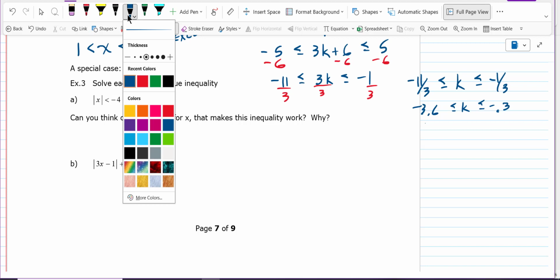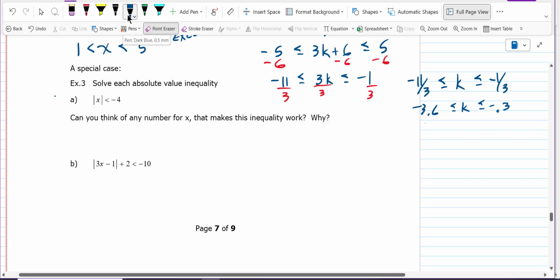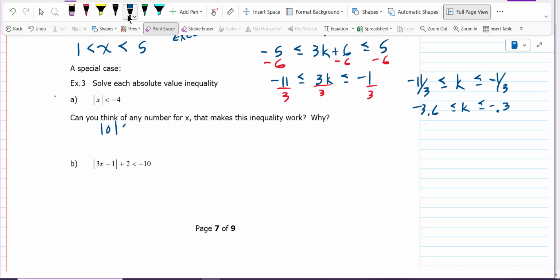So on this one, this problem says the absolute value of x is less than -4. Sometimes you just have to think about problems. This says, can you think of any number for x that makes this inequality work? Well, you could try every number you wanted to. Absolute value of 0 certainly does not work. Absolute value of any positive number certainly isn't going to work. How about negative numbers? How about if you tried -4? Well, the absolute value of -4 is 4, and 4 is also not less than -4.